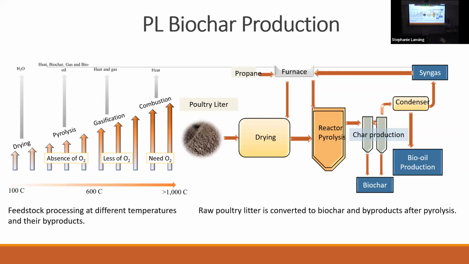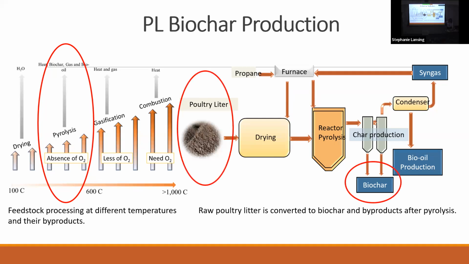So how does this poultry litter turn into biochar? There's a lot of different thermochemical processes that are traditionally used when creating amendments. However, the one of focus in this study is through pyrolysis, or thermochemical processing in the absence of oxygen. So this poultry litter is initially dried, then put through pyrolysis in order to create three main components. So this is a renewable energy process.